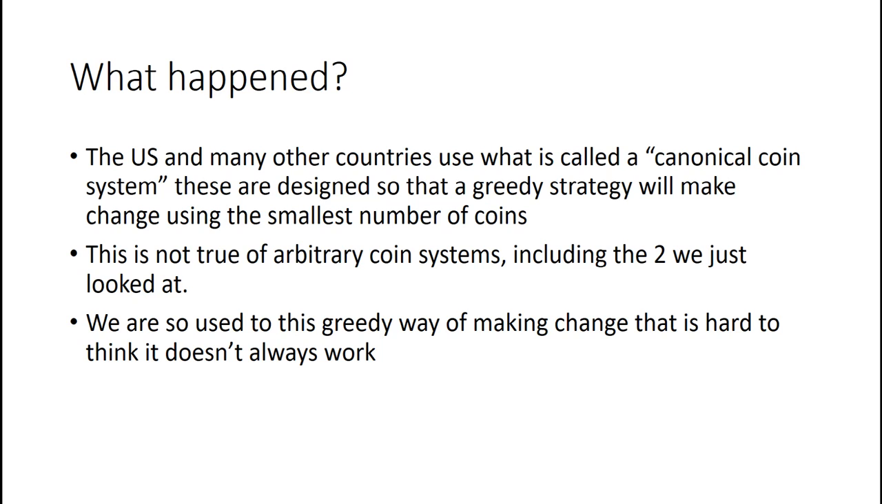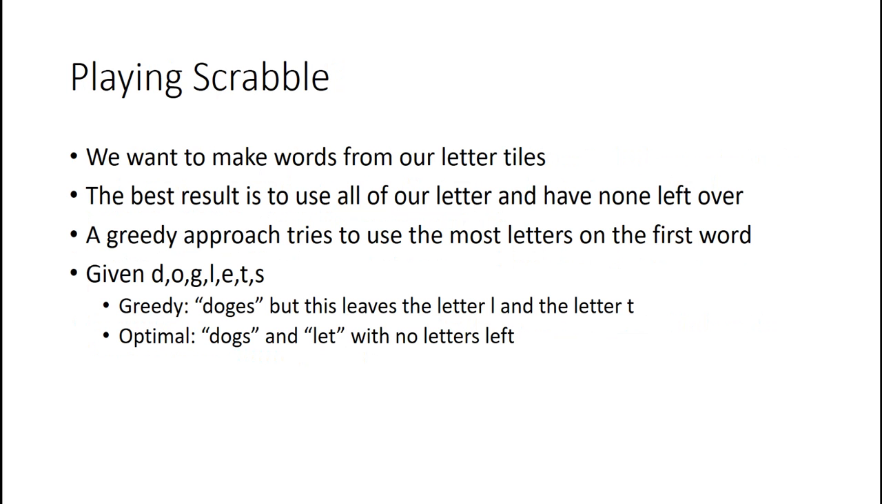So a canonical coin system, as used in most countries, is designed so a greedy strategy would work, but this isn't true of an arbitrary coin system, including the 2 that we just looked at, and you can come up with any number of others that doesn't work that way either. We are so used to this greedy way of making change, it is hard to think that it doesn't always work. How about playing Scrabble?